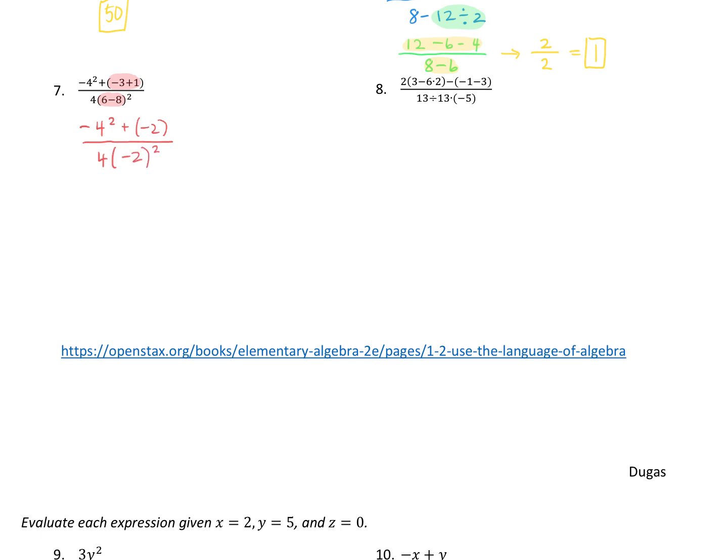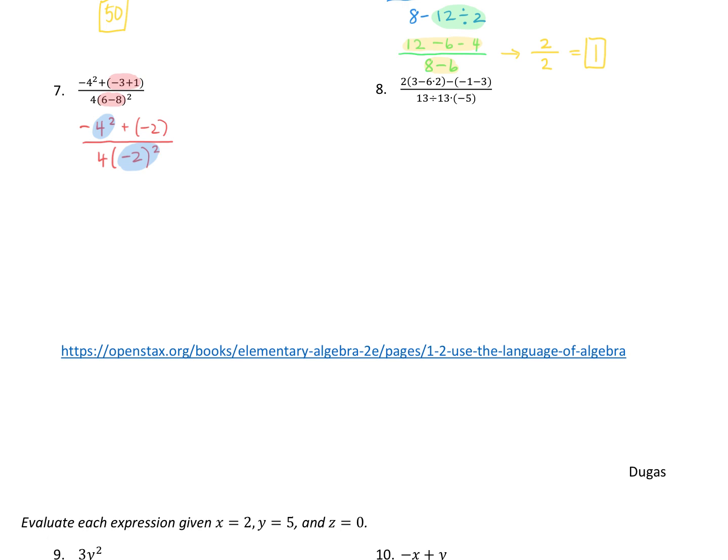Next, we want to take care of exponents. I see that I have an exponent on the top. Whoops. The base of the numerator's exponent is 4, not negative 4, just 4. I also have an exponent on the bottom. The base of the exponent on the bottom is negative 2 because it's in parentheses.